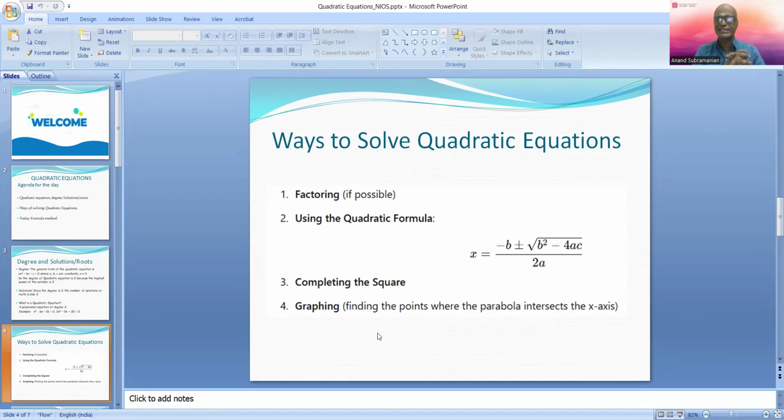So the formula method is x is equal to -b plus or minus square root. What is meant by plus or minus?